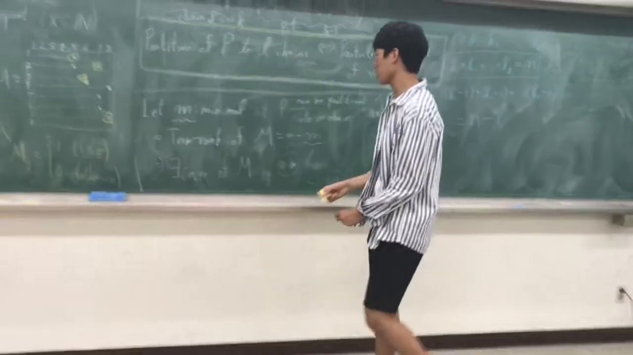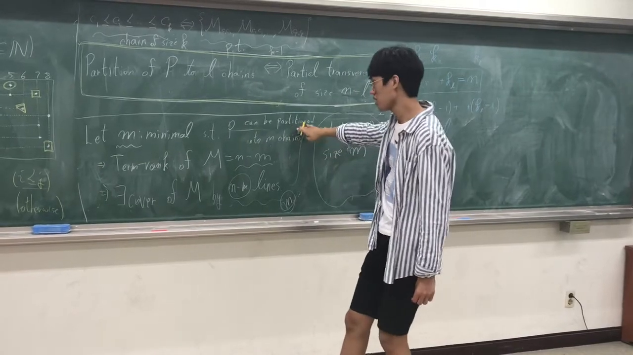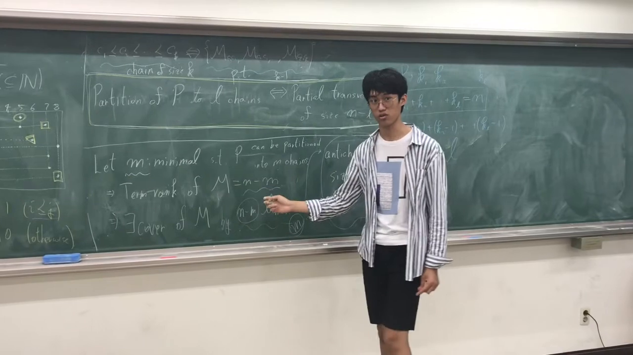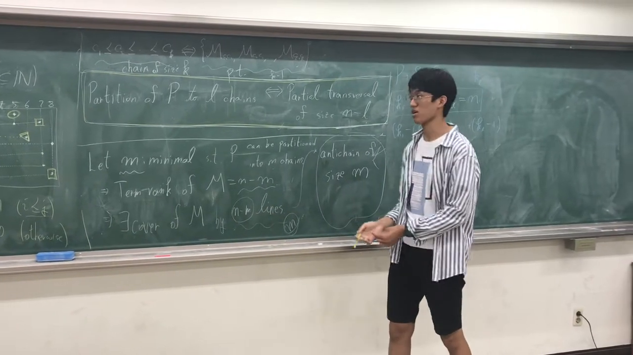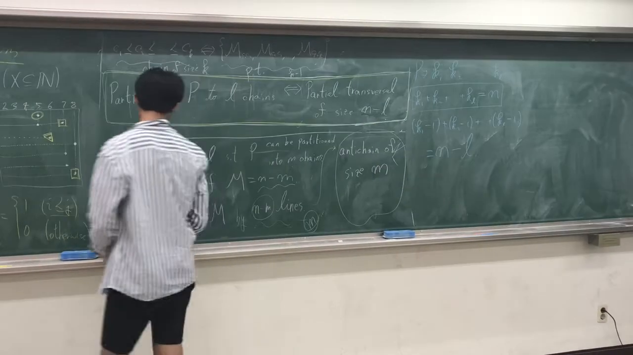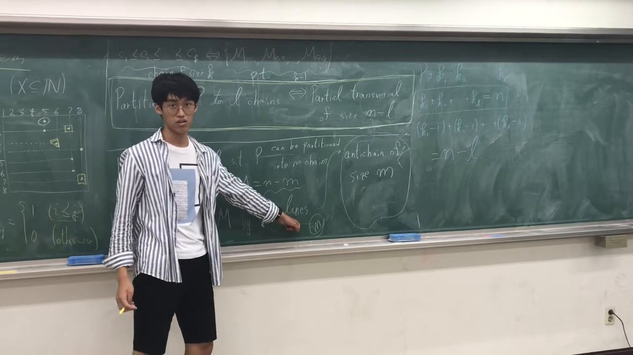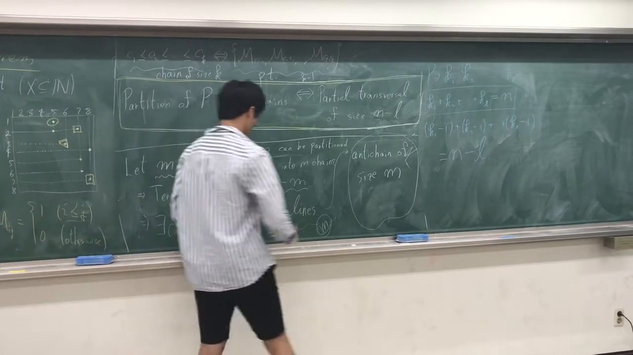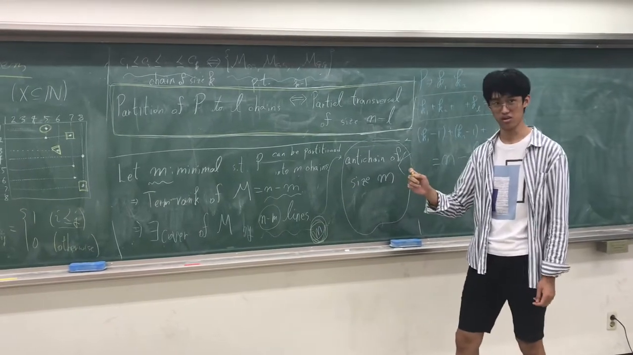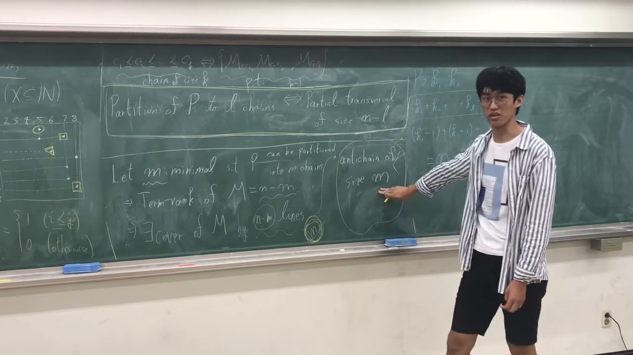Now, if we take m to be the minimal number such that P can be partitioned into m chains, then the term rank of the matrix is n minus m, by the definition of term rank, which was the maximum size of the partial transversal. Then, by the Konig-Egervary theorem, there is a corresponding cover of the matrix by n minus m lines. That means that we have m elements that are not used, and these correspond to an anti-chain of size m.